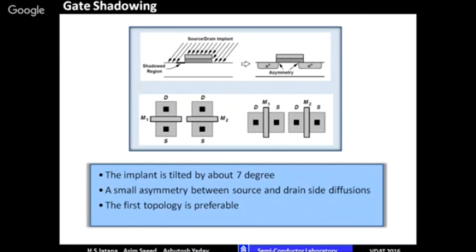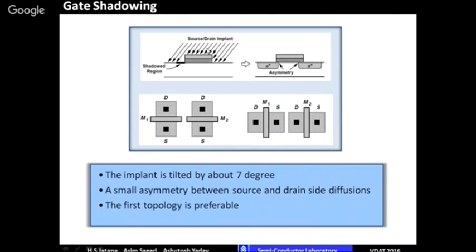Now there is the effect of gate shadowing. If you do the source drain implant, you see the source drain implant is a tilted implant. It is normally tilted by around 5 to 8 or 9 degrees because of channeling effects. But a tilted implant has a disadvantage because of shadowing. You see this region here, you will not get any implant. That is the shadowing, so there will be some asymmetry in this region.